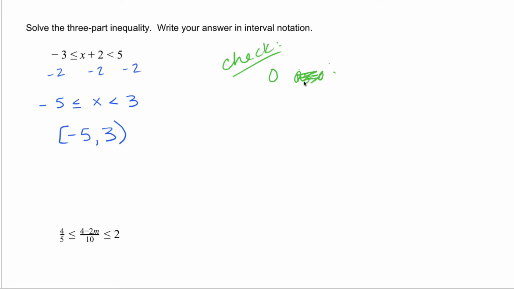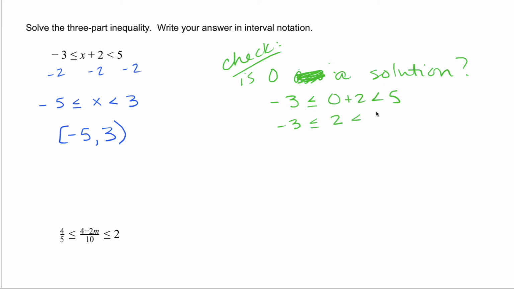That doesn't look like an appropriate word, does it? Is 0 a solution? Well, let's see. We're going to check just like we would any other inequality, but this time we have 3 parts to check. We have to copy all of that down and substitute 0 in for x. So we say -3 less than 2 less than 5. Is this a true statement? Is -3 less than or equal to 2? Yes. Is 2 less than 5? Yes, so that checks. So 0 is a solution.